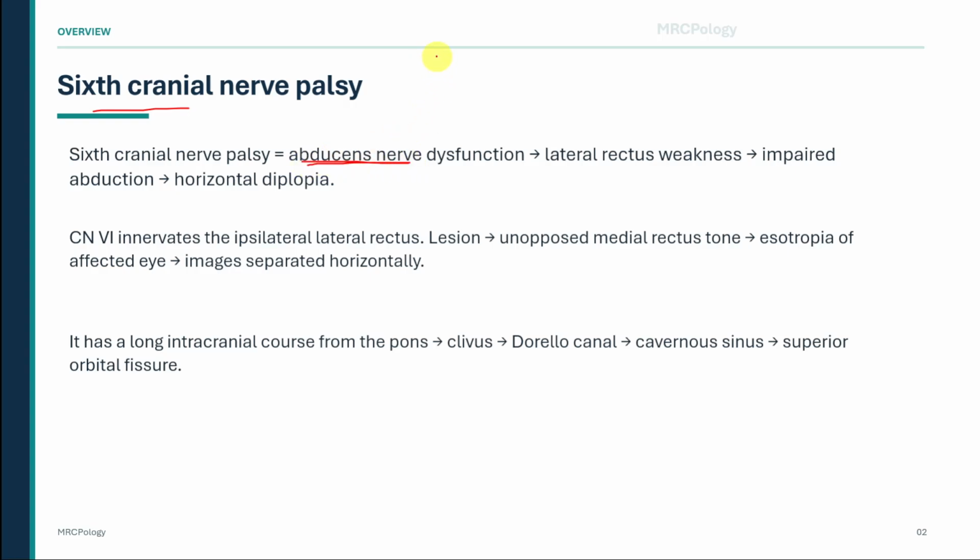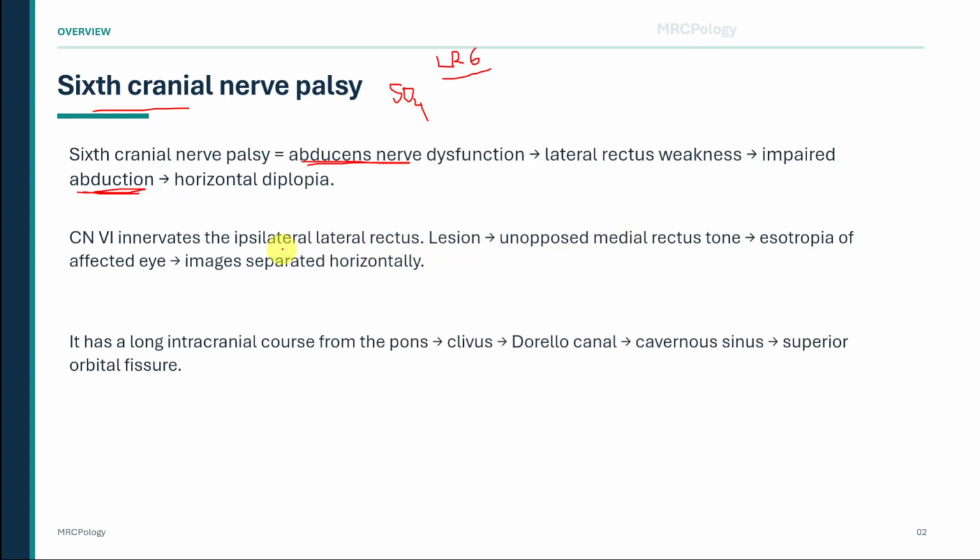The abducens nerve supplies one muscle, the ipsilateral lateral rectus. The lateral rectus abducts the eye, meaning it moves the eye outwards. So when the sixth nerve is weak, the affected eye cannot abduct properly. The unopposed medial rectus pulls the eye inwards, producing esotropia, and the patient develops horizontal diplopia.